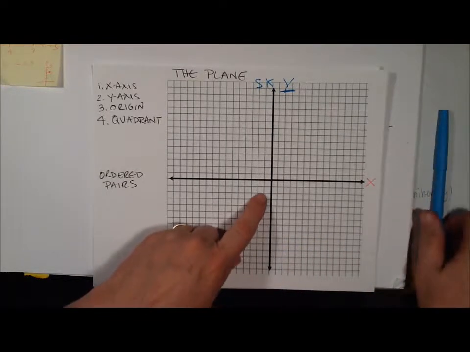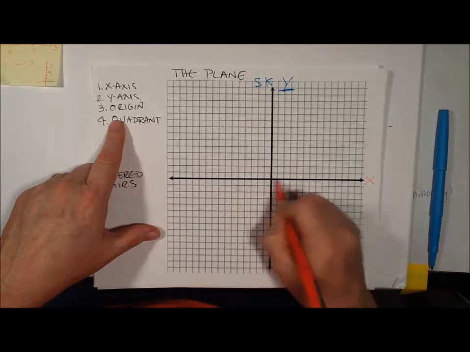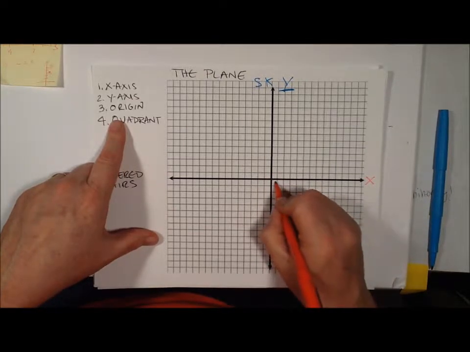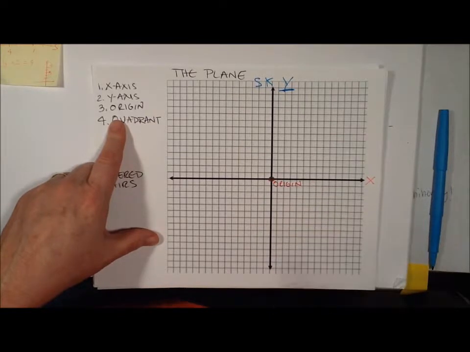Now, another important part is the origin. And that's where the two axes cross. And that's the origin right there.